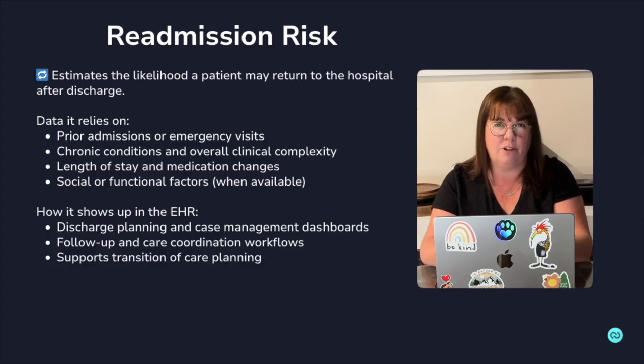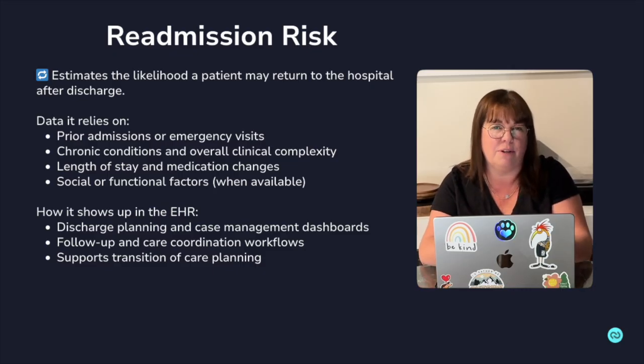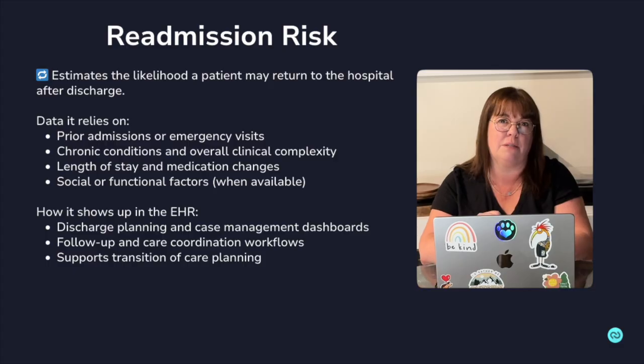Rather than being predictive for its own sake, these scores are meant to support better discharge planning. They help care teams decide where additional education, coordination, or follow-up may reduce the chance of an avoidable return. From a systems perspective, readmission risk often spans multiple places. It may pull from inpatient data, case management documentation, scheduling workflows, as well as external care coordination tools. In many regions, these readmission rates are used to evaluate how well transitions of care are supported, which makes clear definitions, transparency, and appropriate use of these scores especially important.